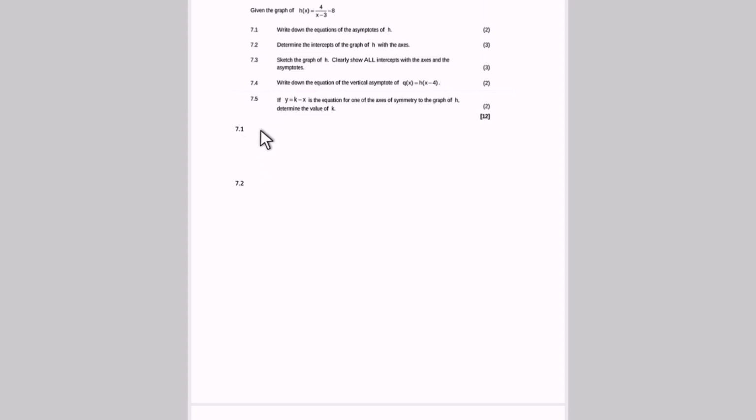So we're first going to start with the vertical asymptote, which is x - 3 = 0. Then we'll have x = 3. The second asymptote is y = -8. So when looking at the graph itself, we'll see that the first asymptote is based on this section of the equation, and the second asymptote is based on this part of the equation.